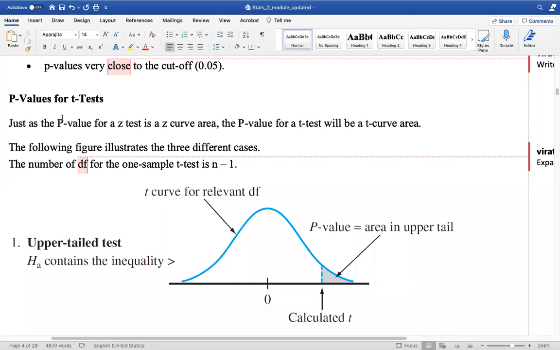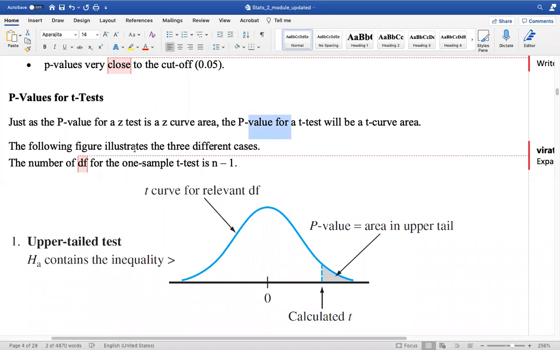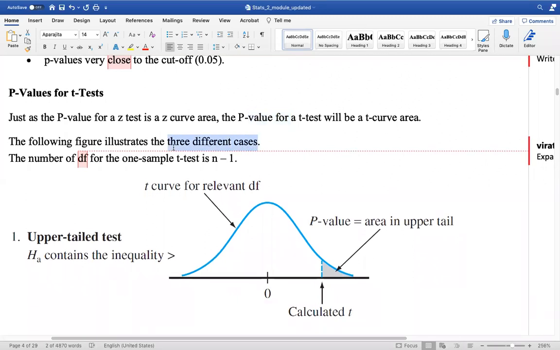So this is the p-value. In case of the Z test, we are calling it the Z curve. In case of the p-value for the t-test, it will be the t-curve area actually. Okay. So the following figure illustrates the three different cases. One is the one-tailed t-test, with n-1, that means df. Df means degree of freedom. The number of degrees of freedom for the one sample t-test is n-1.